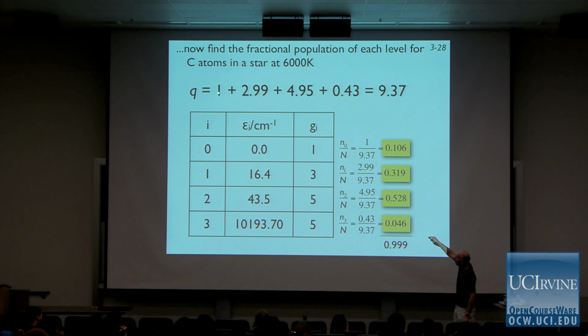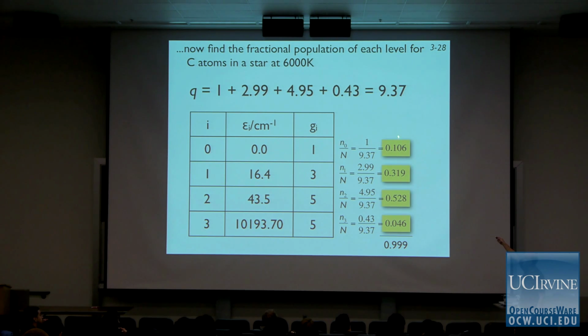So we take the first term. Here's our expression for the partition function. We take the first term, put that in the numerator, and divide by the partition function. That is the fractional population of the ground state. Now we take the second term, put that in the numerator for the N1 state, the first excited state, 2.99. Divide by the partition function. That's the fractional occupation of the state that was at 14 wave numbers. And so on. 4.95, 0.43.